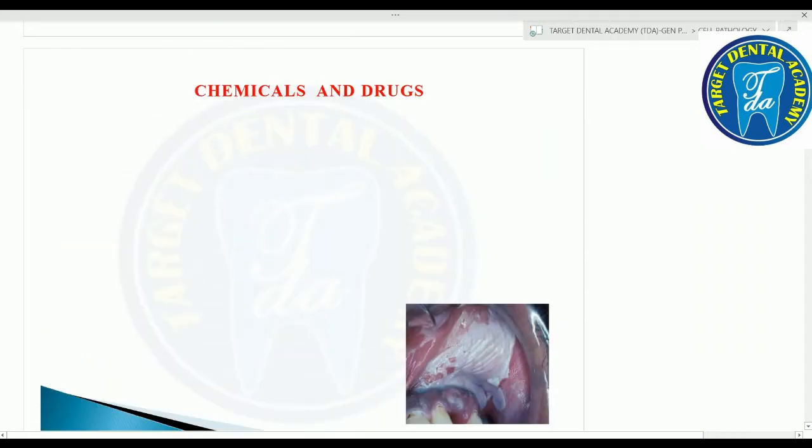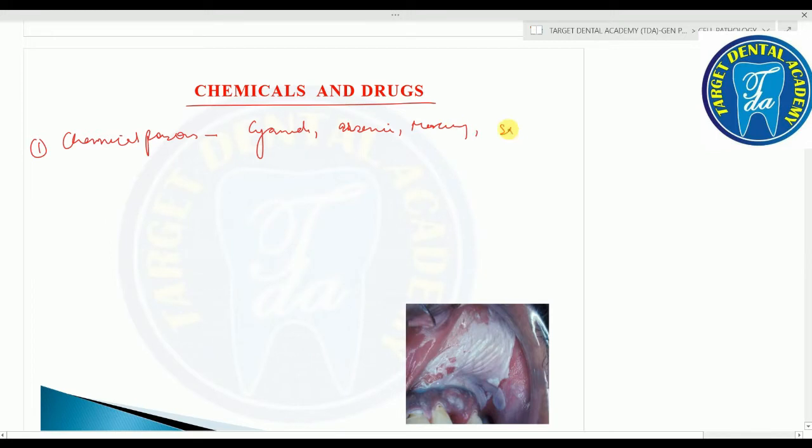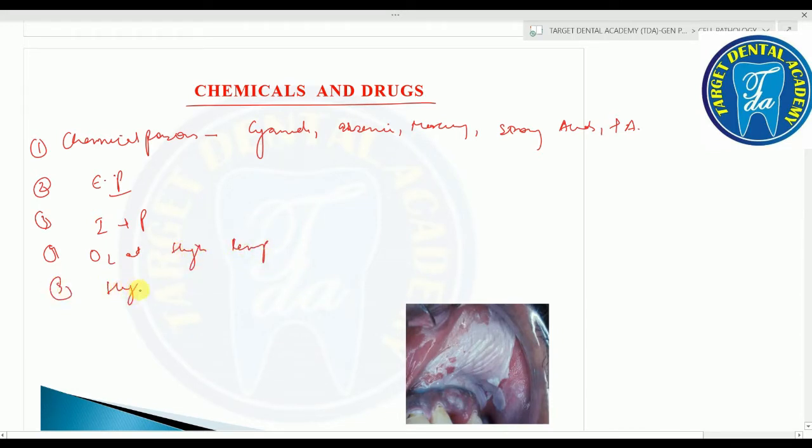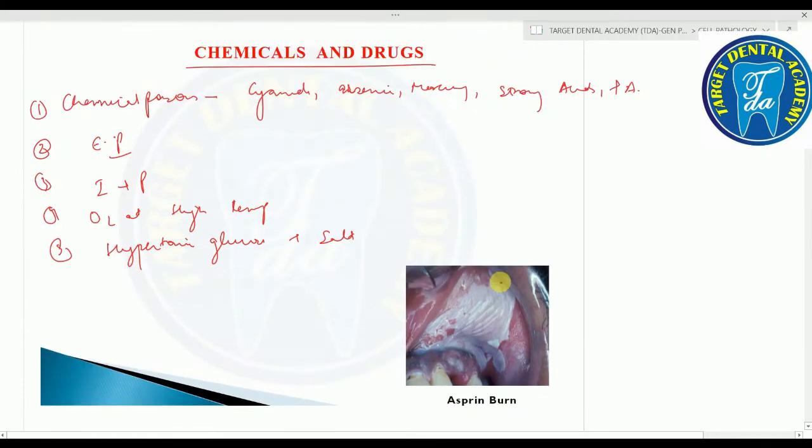So after this, next are the injuries due to chemicals or drugs, such as chemical poisons like cyanide, arsenic, mercury, strong acids and alkalis, environmental pollutants, insecticides and pesticides, oxidation at high temperature, and hypertonic glucose and salt. And in the photograph you can see there is an aspirin burn.